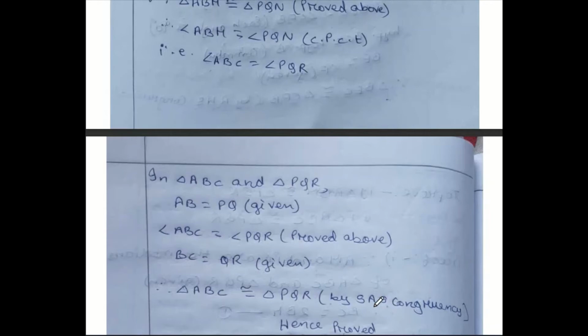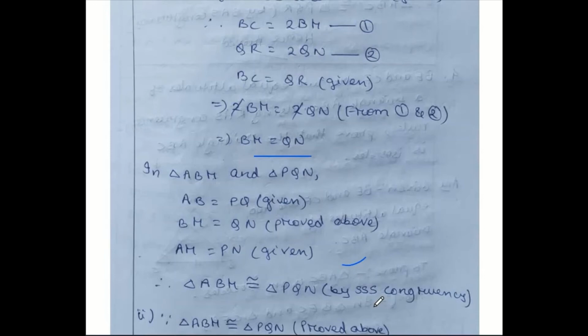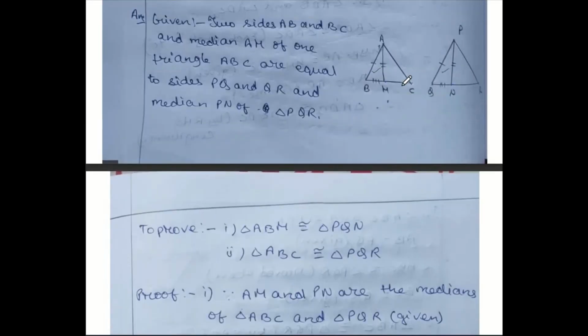So to prove this one, also write the sketch once. To prove this one, we are using the concept of median. Median means these 2 points will be the midpoint. If it is midpoint, then BM and CM will be equal. Here QN and RN also will be equal. That means whole line we can write double of BM. Here whole line we can write double of QN also. This will help me to prove these two small triangles are congruent.